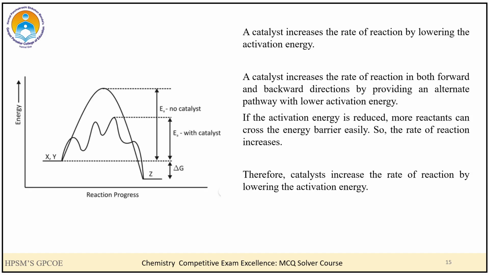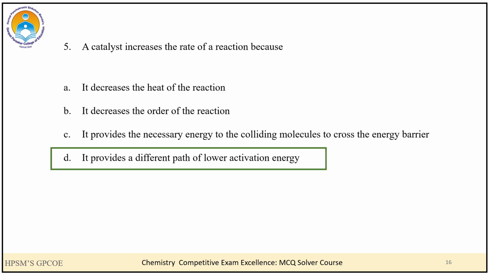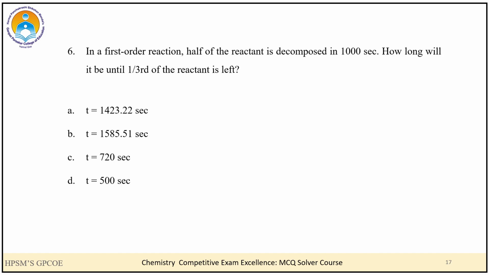A catalyst increases the rate of a reaction in both forward and backward direction, by providing an alternate pathway with lower activation energy. Therefore, the catalyst increases the rate of a reaction by lowering the activation energy. That is option number D, saying it provides a different path of lower activation energy, is the correct answer for this question.